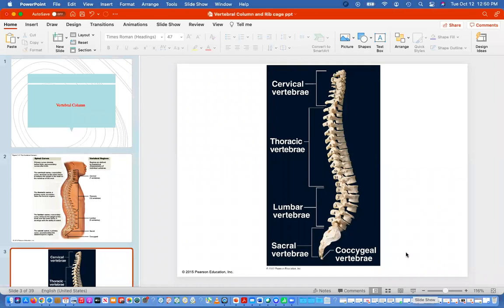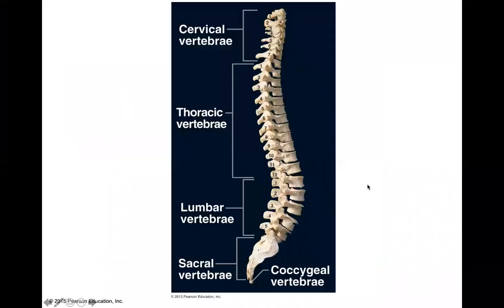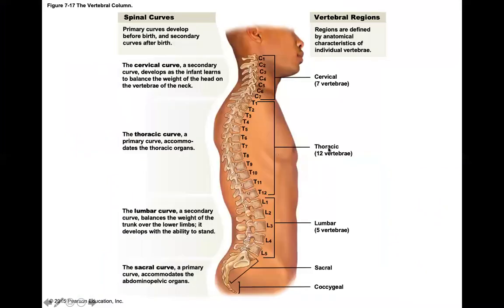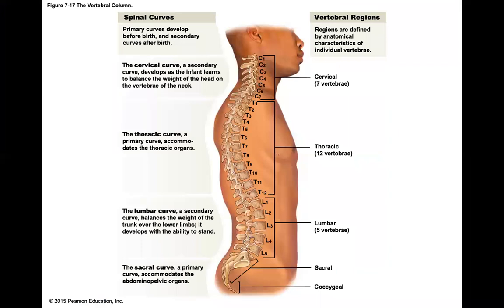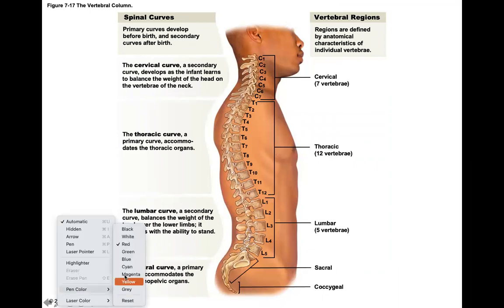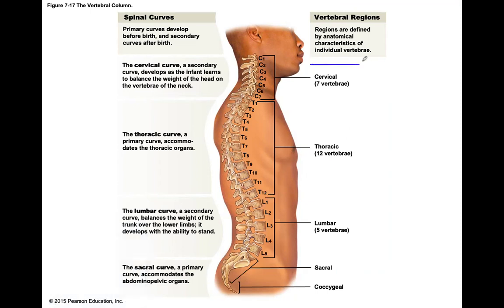We are still looking at the axial skeleton, but now we're going to be focusing on the vertebral column. So when we look at the vertebral column in this illustration here, we can see that we have 7 cervical vertebrae, 12 thoracic vertebrae, 5 lumbar vertebrae, and then we have the sacrum and the coccyx down at the bottom.